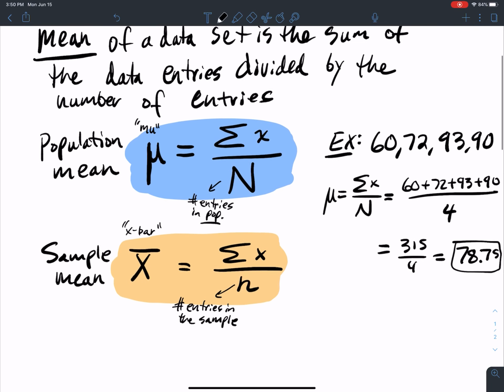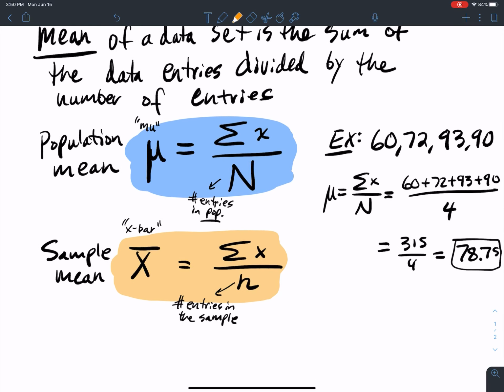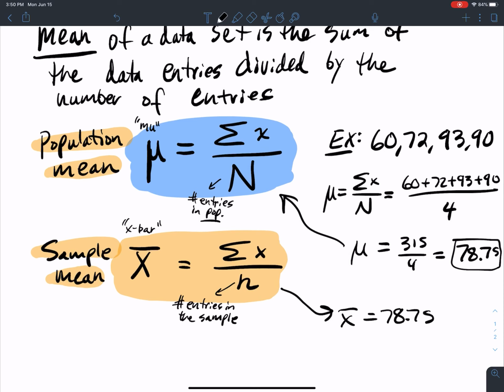Not too difficult. So if it tells you population mean, then you use the first formula. If it says sample mean, then you use the second formula. But they're going to produce the same thing. Only one is going to say mu equals that, and the other one's going to say x bar equals 78.75. Okay, that's the only difference. X bar is a sample statistic, and mu is a population parameter.